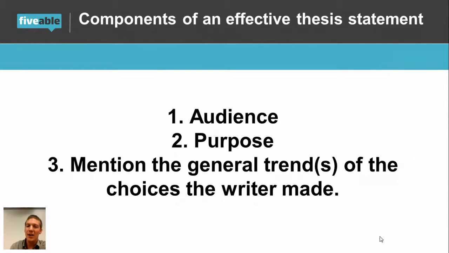Third, and I'm going to be honest, this is the hardest part, mention the general trend of the choices the writer made. A lot of you are taught to do this. The author does blank through X, Y, Z. The X, Y, Z, my 3 body paragraphs. Please do not list strategies there. And I'm gonna show you what that looks like here in a minute. Please do not say Martin Luther King proves his purpose through strong diction, emotional appeal, and concrete evidence.